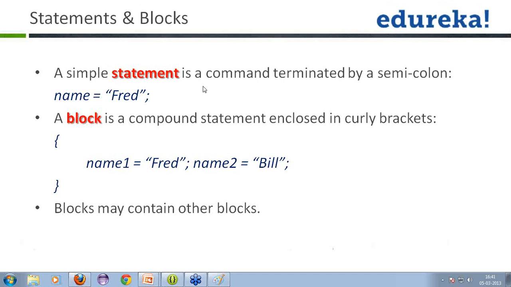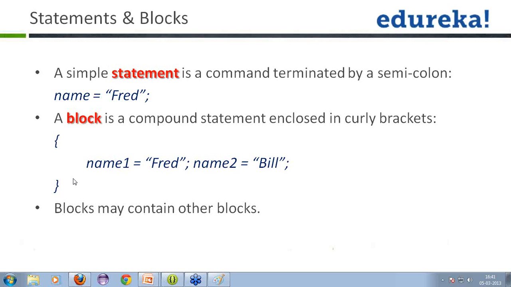Now, I was saying a simple statement is a command terminated by a semicolon in Java. Like name equal to Fred, you put a semicolon. So this is one statement. A block is a compound statement enclosed in curly braces. You have an opening curly brace, a closing curly brace, and within that you can have multiple statements. You find one semicolon here, so this is one statement. You find the other one, this is the second statement. And the third point I missed, that is blocks may contain other blocks as well. You have one block, you can have another block within this block.